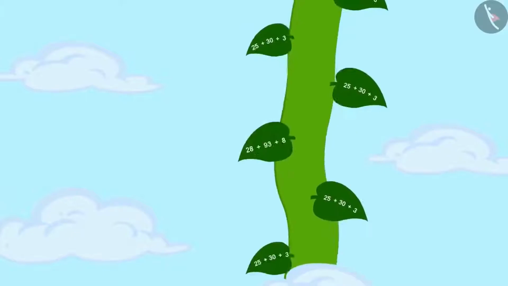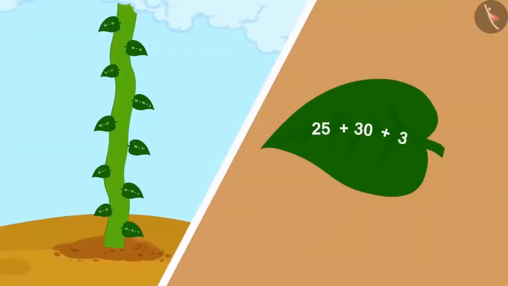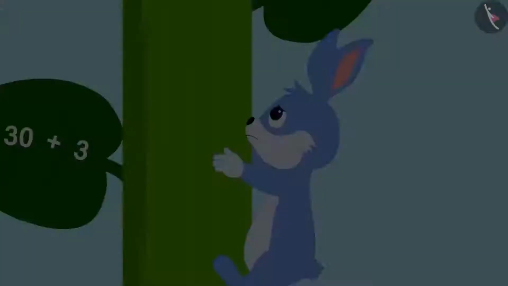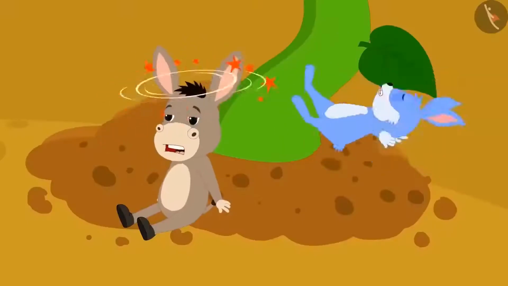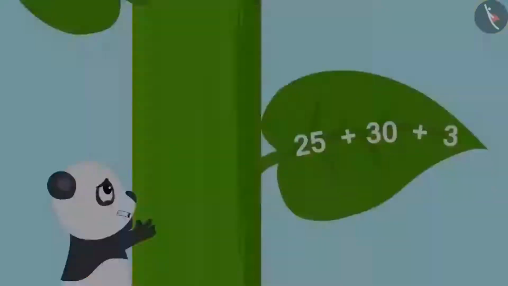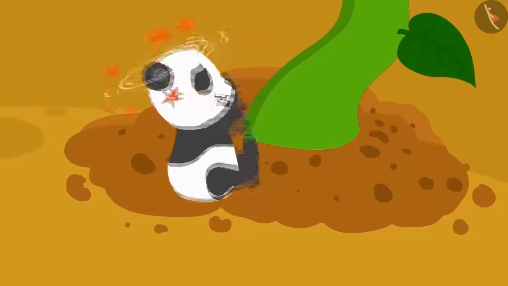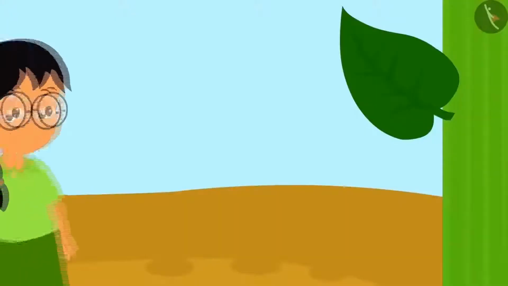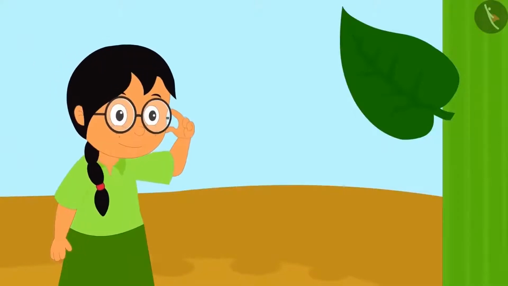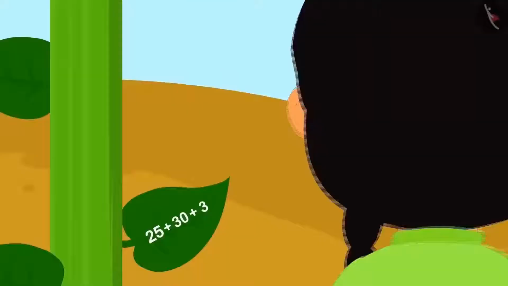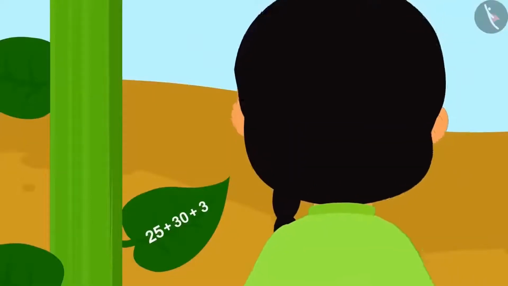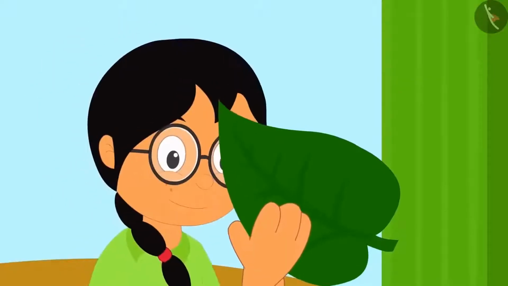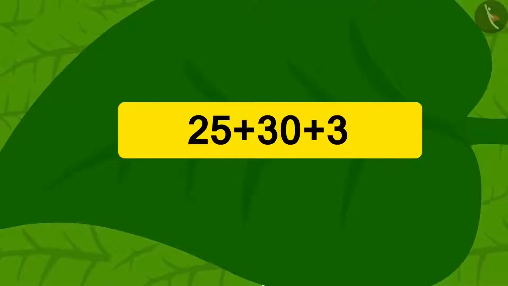There was something special about this vine. A math puzzle was written on each of its leaves. Many people tried to climb the vine, but every time they slipped and fell down. Then Meenu got an idea. She saw a puzzle written on the leaf of the vine. This was the puzzle written on the leaf. Children, can you find the answer to this puzzle mentally?